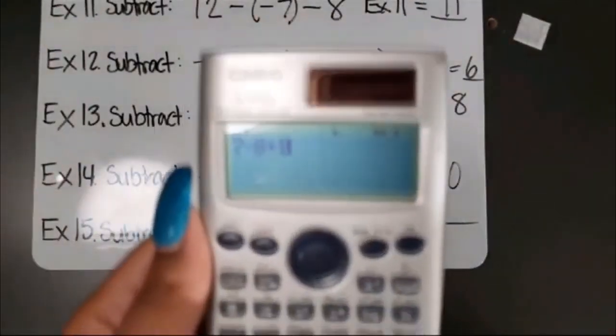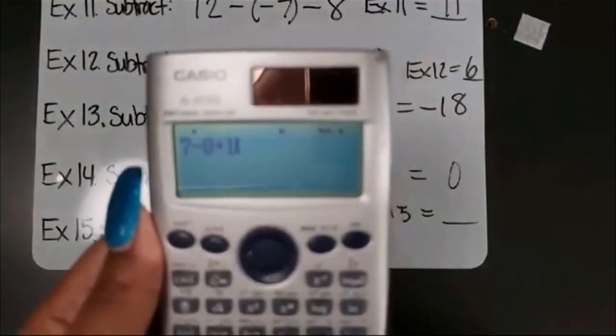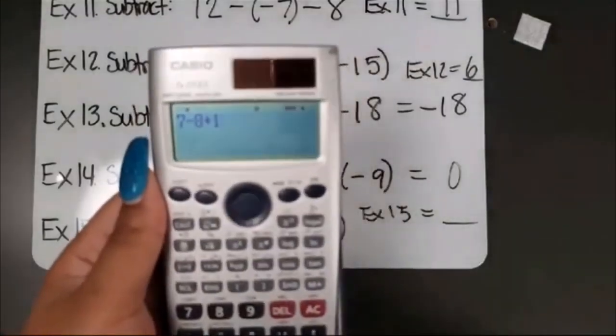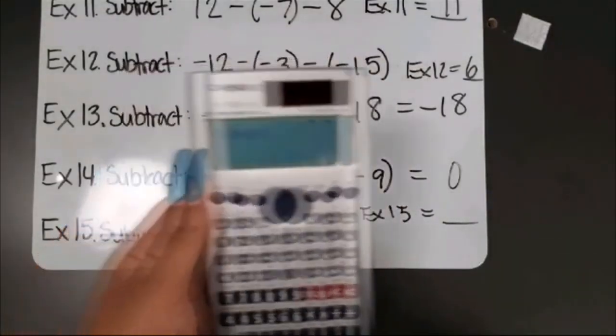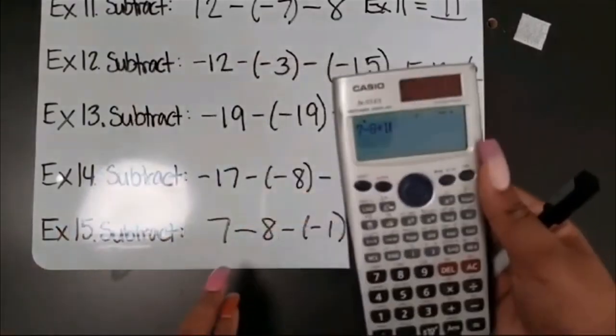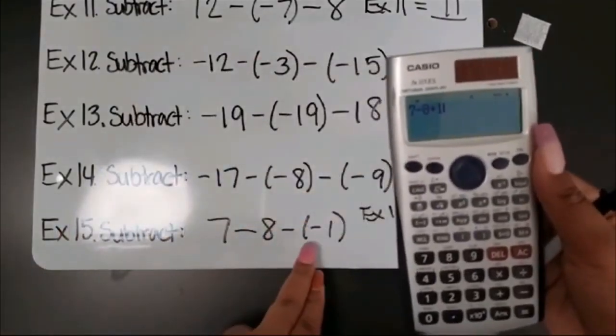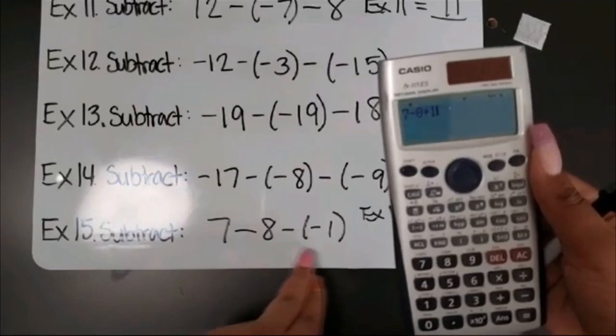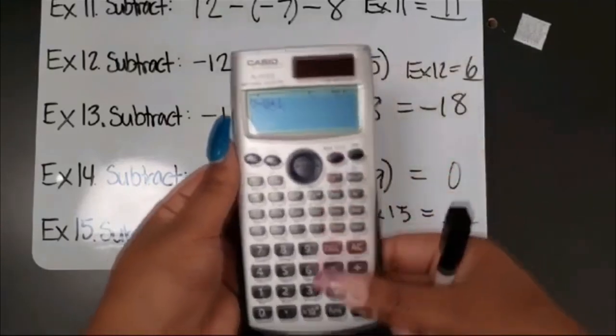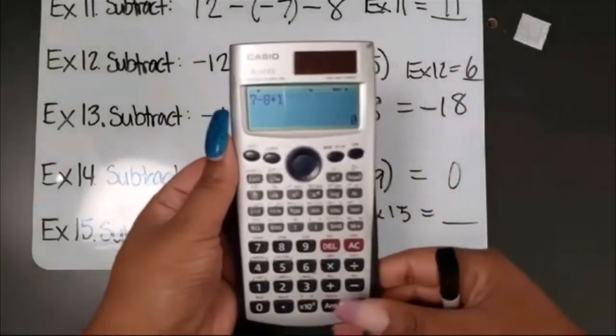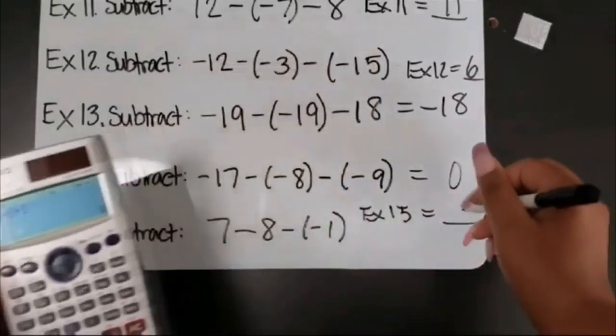Okay. So in my calculator, I put 7 minus 8 plus 1. Because I know that when I subtract a negative 1, it's the same thing as adding 1. I'm going to hit my enter sign, and I got 0 again.